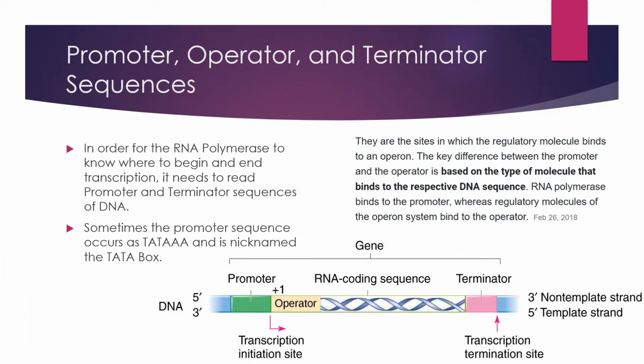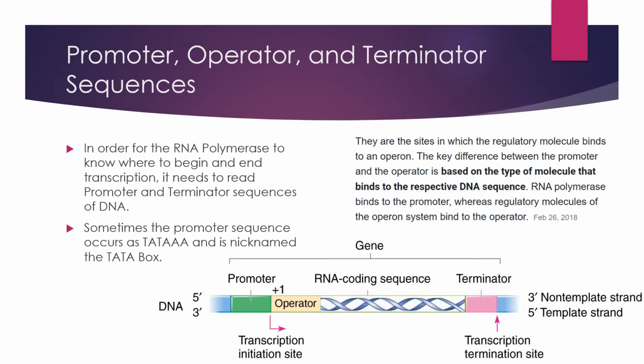Now, before we can even begin transcription, we need to learn about the promoter, operator, and terminator sequences. In order for the RNA polymerase to know where to begin and end transcription, it needs to read promoter and terminator sequences of DNA. Sometimes the promoter sequence occurs as TATAAA and is nicknamed the TATA box. Those T's and A's, again, stand for thymines and adenines.